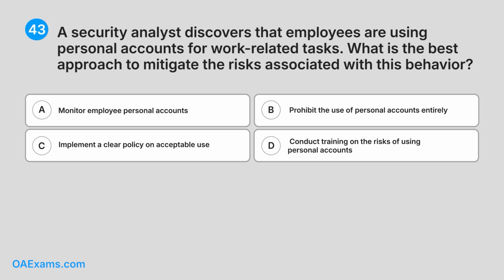43. A security analyst discovers that employees are using personal accounts for work-related tasks. What is the best approach to mitigate the risks associated with this behavior? A. Monitor employee personal accounts. B. Prohibit the use of personal accounts entirely. C. Implement a clear policy on acceptable use. D. Conduct training on the risks of using personal accounts. Can you guess the answer?